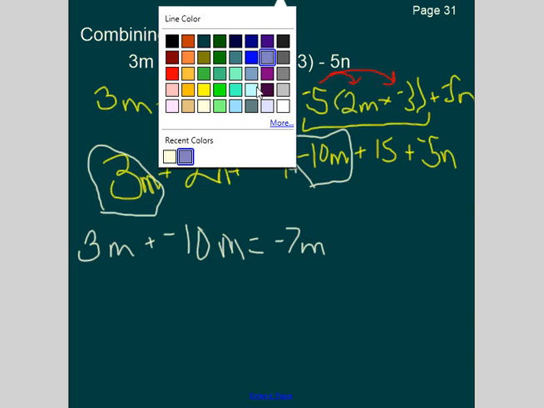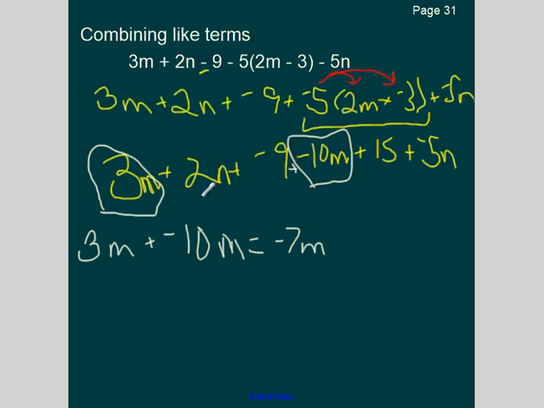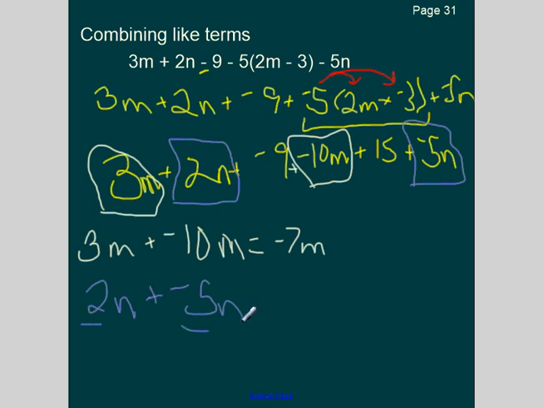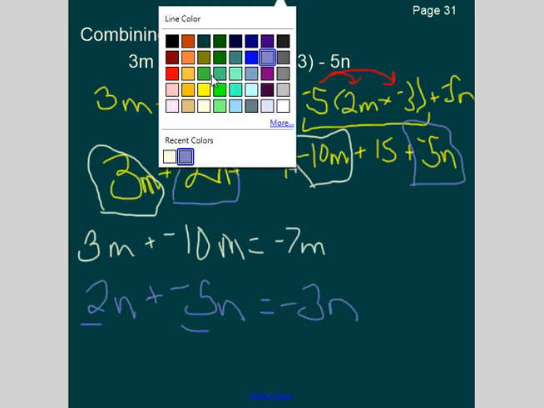Now, how about I use a lovely purple color for my n terms? So here's one n term, 2n. And I'm going to find another term that has the exact same variable. That's negative 5n. So I'm going to do the same process there. 2n plus negative 5n. Add my coefficients, 2 plus negative 5, and that gives me negative 3n. And last but not least, we can't forget our constant terms.